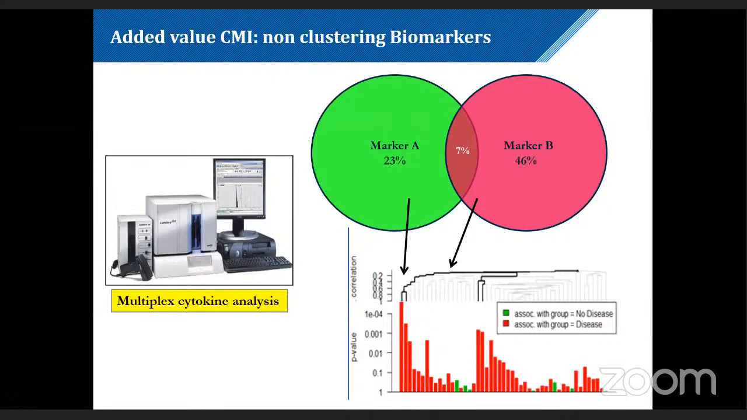In this case, this is an example of marker A and marker B. Marker A was identified in 23% of the patient group and marker B in 46%, with an overlap of 7%. So this is what you see if you identify markers that do not cluster together. Then you can have an added value of your biomarker signature. If this is not clear, please interrupt me.